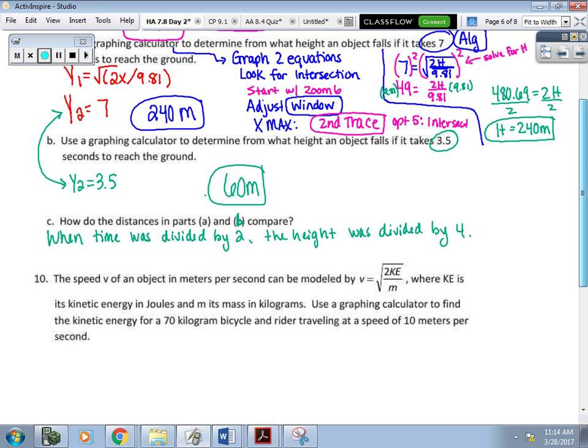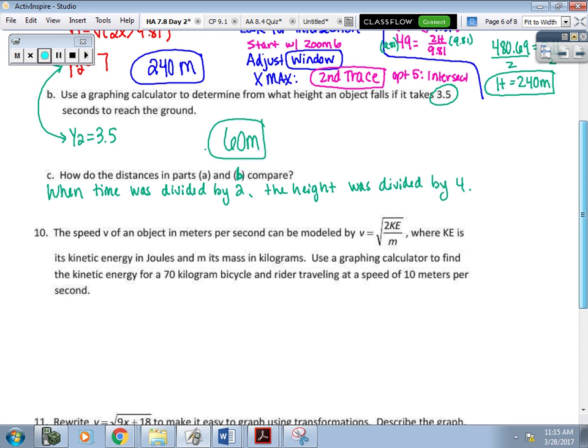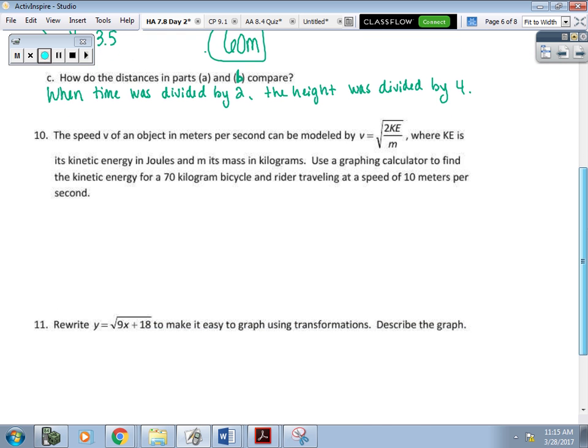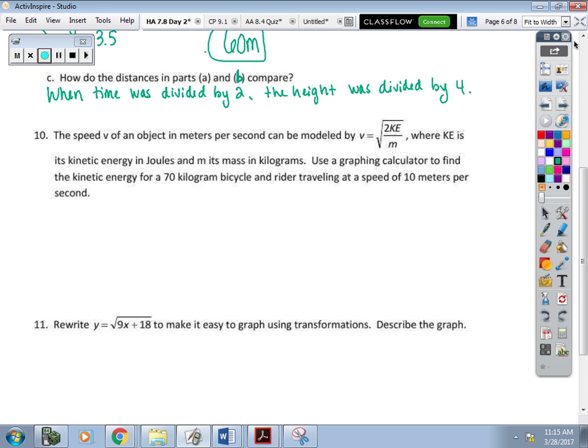All right, now number 10, I'm going to start you off on it, and then I'm going to have you guys finish it up. The only reason I'm not letting you do this on your own is that the variable this time is actually 2 variables, but it's representing 1 unknown. So this one says the speed v of an object in meters per second can be modeled given this square root equation. It tells us that Ke is the kinetic energy in joules.